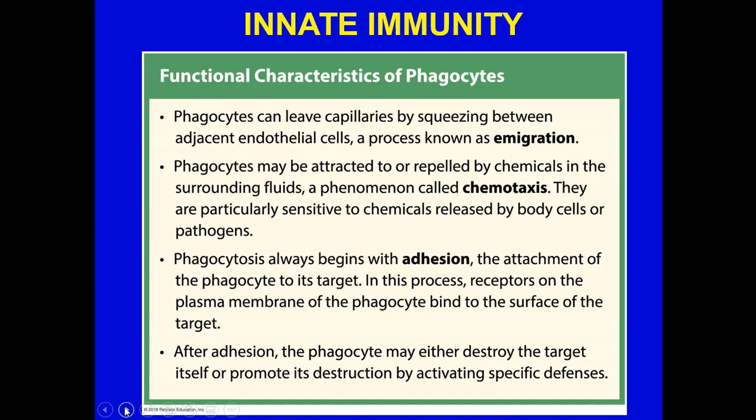And phagocytosis always begins with adhesion, the attachment of the phagocyte to its target. In this process, receptors on the plasma membrane of the phagocyte will bind to the surface of the target, kind of grab onto it, and then begin to wrap around it and pull it inside. After adhesion, the phagocyte may destroy the target itself, or promote its destruction by activating specific defenses.